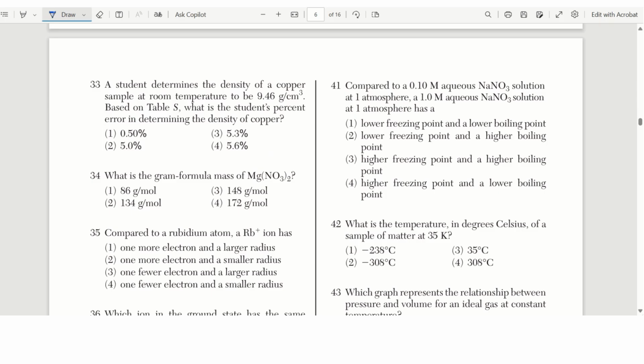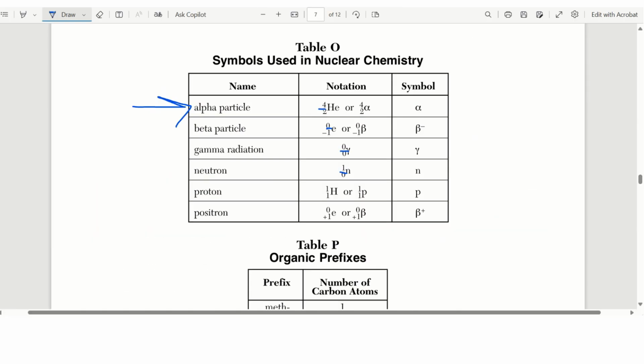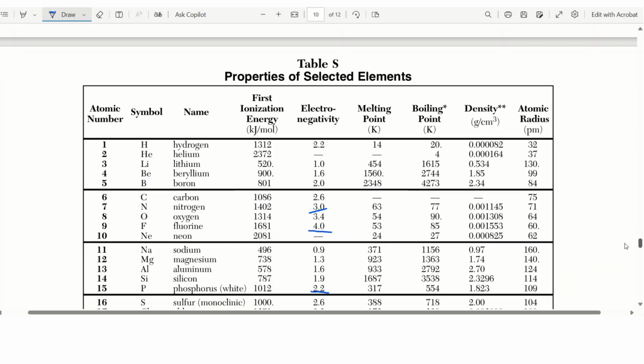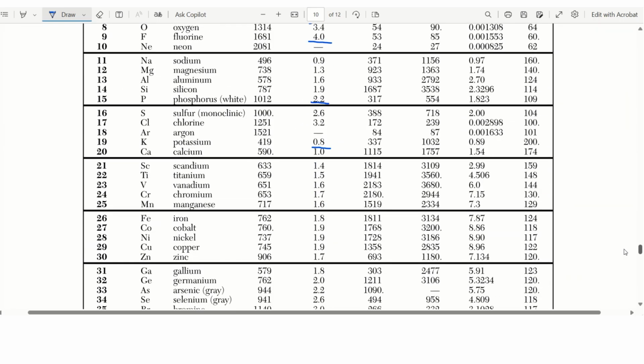A student determines the density of a copper sample at room temperature to be 9.46 grams per centimeter cubed. Based on table S, what is the student's percent error in determining the density of copper? Well, I guess I need table S, right? So here's my reference table. Let's go to table S, and I need to find copper.